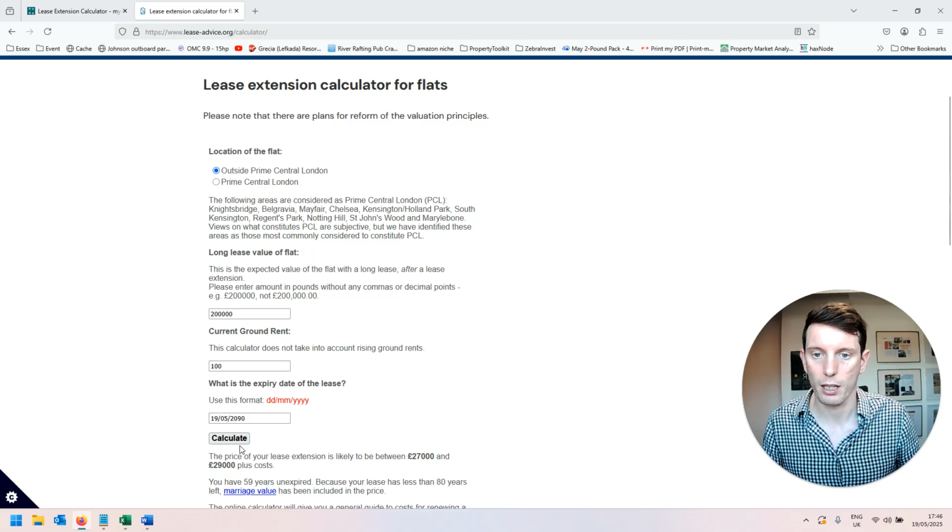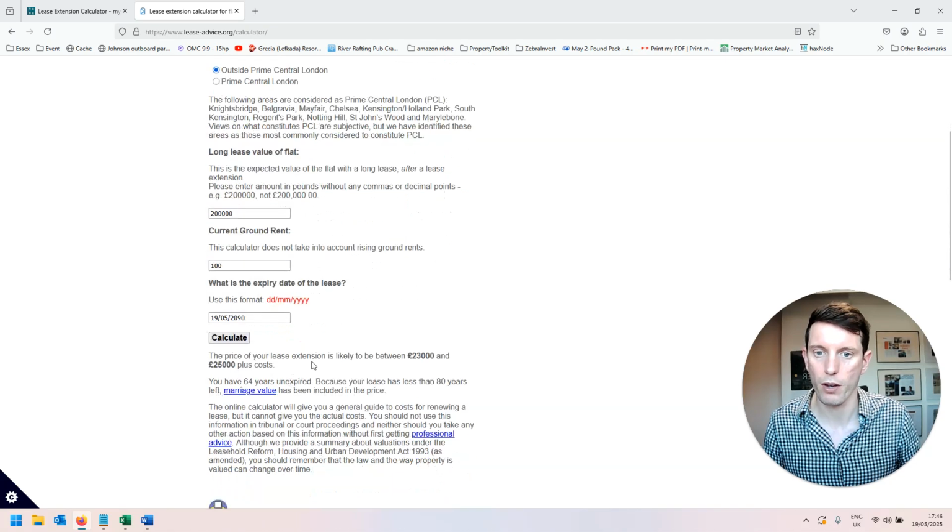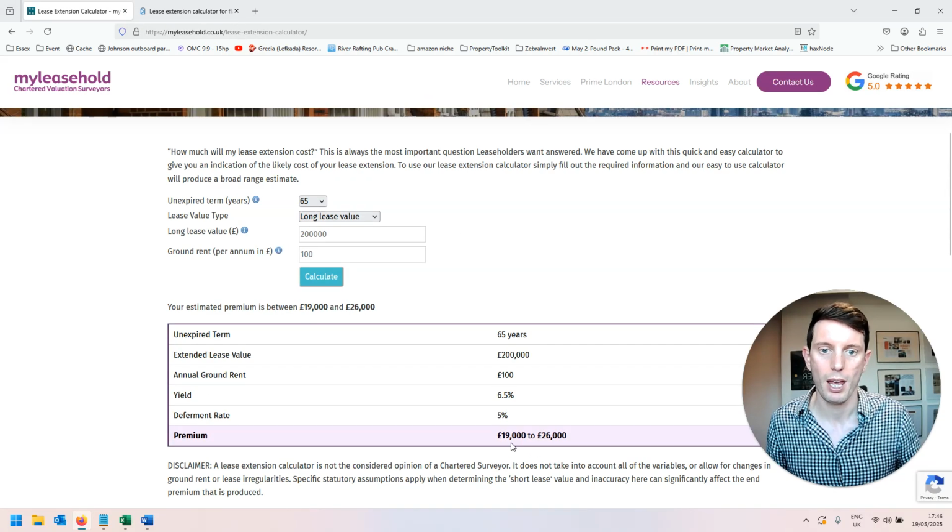And then you can click calculate, and it's going to give you a rough idea of how much a lease extension is. And you can see here, just between the two calculators, this one is saying £23,000 to £25,000, and here it's saying £19,000 to £26,000.